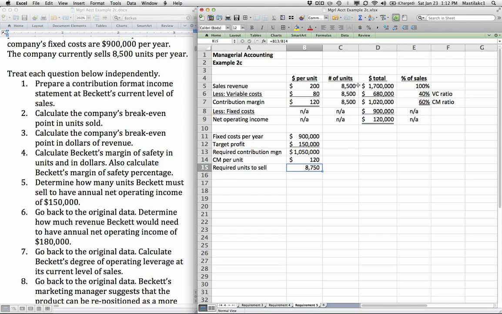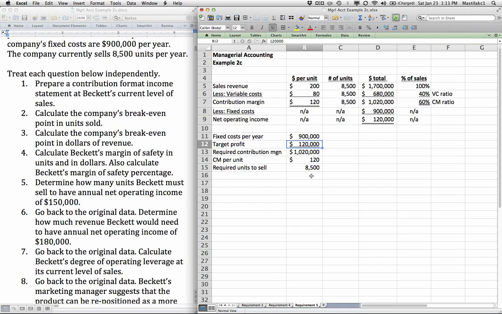Now, does this make sense? Well, we're at 8,500 units currently, and we're at $120,000. So we're a little bit less than this number in terms of units, and a little bit less than that in terms of profit. So the number does make sense. We can also check a few things. Let's say we put in a target profit of 120,000. Does that get us back to the current level where we are? Well, yeah, it does. So our calculation makes sense.